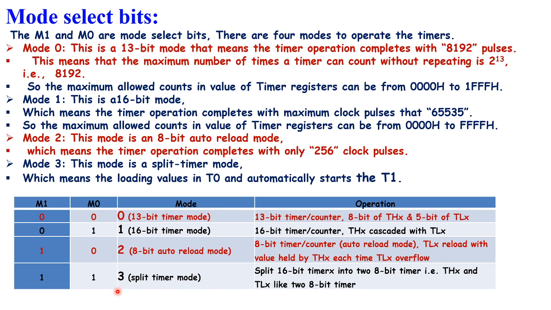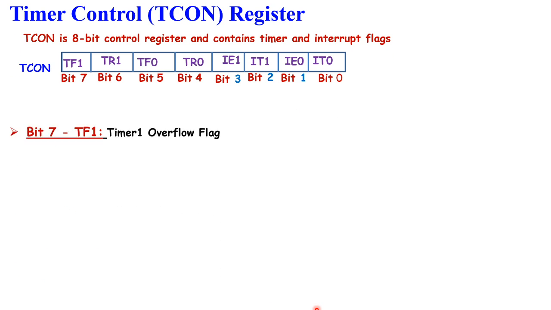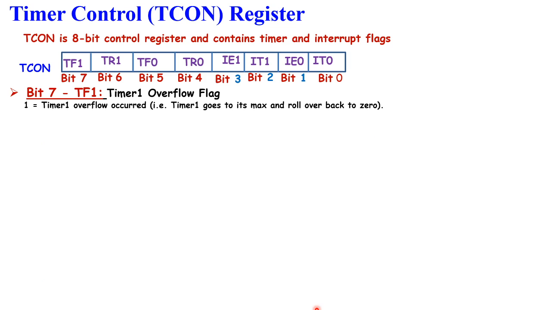In split mode, mode 3, the 16-bit timer X is split into 8-bit timers, meaning timer 0 or timer 1 is split into 8-bit timers, THX and TLX. The higher byte of timer 0 or 1 and the lower byte of timer 0 or 1 get split into 8-bit timers. The TCON register we need in timer 0 and timer 1 to start and to stop the timer.